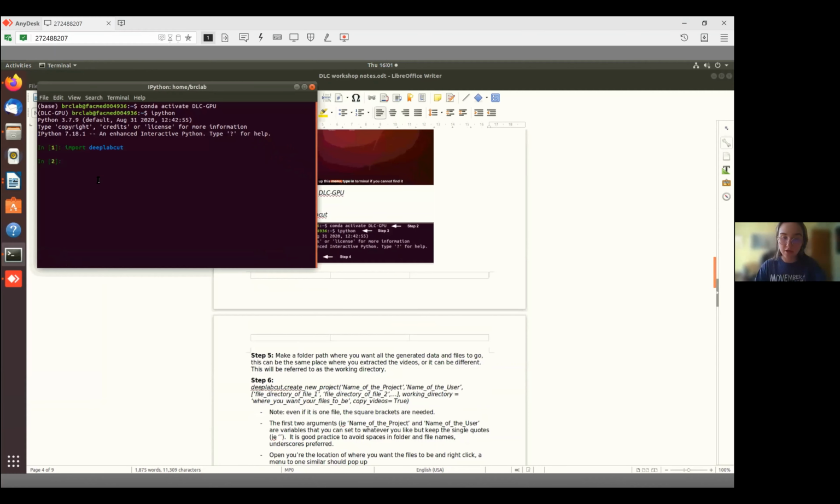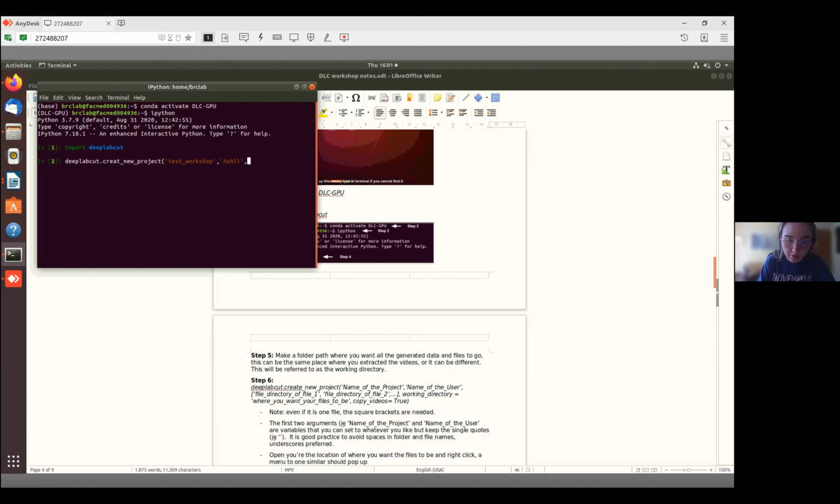So you're going to type in, just like what you see here, DeepLabCut dot create_new_project. Open parentheses, you're going to put the name of the project. I'm going to put test_workshop. You want to close, hypotheses, not hypotheses, I can't remember the name right now. And then I'll put my name.